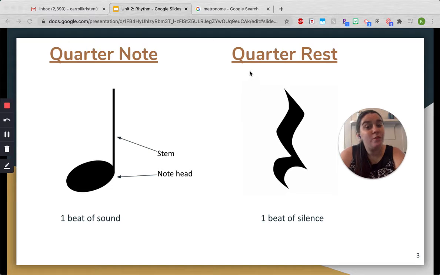We also have rests, which are silence. A quarter rest looks like this. Kind of looks like a Z. I have my elementary students just draw a Z because it's a little easier than trying to draw a quarter rest perfectly. And a quarter rest gets one beat of silence. Quarter note, one beat of sound. Quarter rest, one beat of silence.